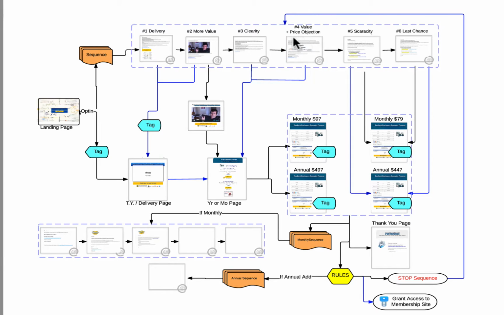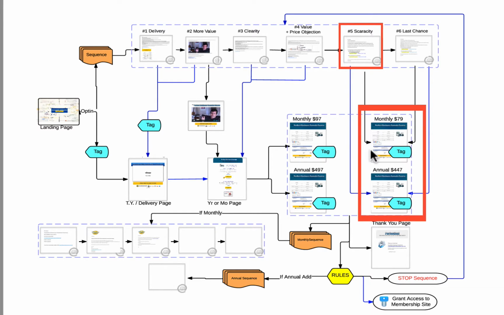Then after the fourth one, we go to the scarcity. This is when we first start to introduce scarcity, and we also give them the ability to get a discount on the product. So you're taking some of the pain away from the decision-making process by giving them an additional bonus, whether it be money or what have you.